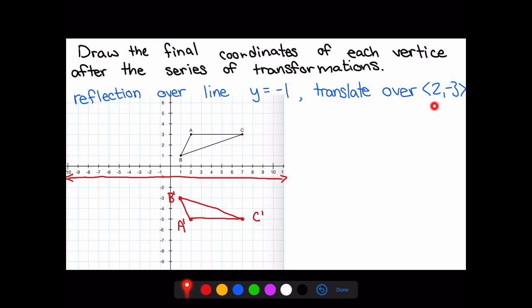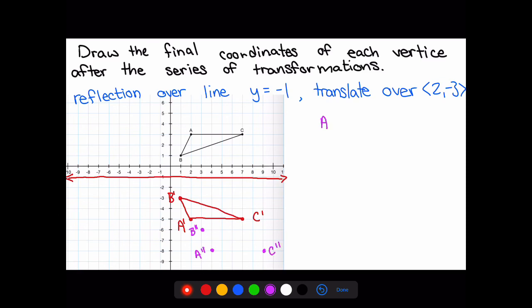Now we're going to translate over the vector 2, negative 3. So I'm going to take each point and go right 2 and down 3. Right 2, down 3, right 2, down 3. So we now have our final coordinates, and these are the coordinates that I want. And again, you only need the vertices if you're drawing. I don't need to draw the actual lines between them. I just need the vertices because I understand drawing the lines is a little bit more difficult on these computers.